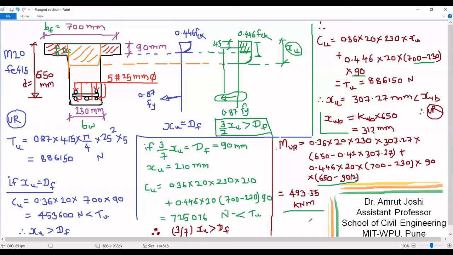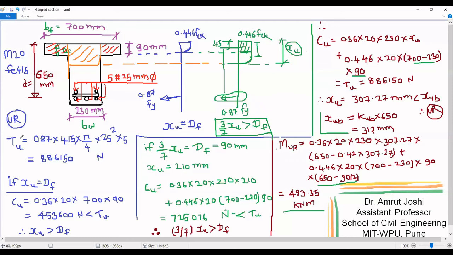Now let us summarize all these steps that we are going to use for analysis of a T section. First thing that we are going to do is we are going to assume that the section is under reinforced. Knowing the amount of AST and grade of steel, we are going to calculate the value of ultimate tensile force TU. Then we are going to make the first assumption that XU lies at DF. We are going to compute the value of CU. If this CU is less than TU, that means XU is greater than DF. If it is greater than TU, that means XU is within the flange or XU is less than DF.